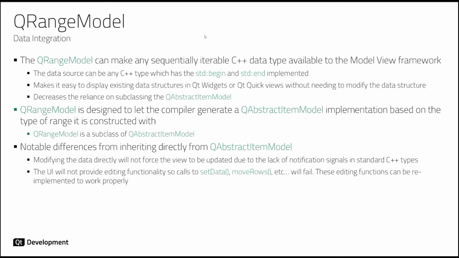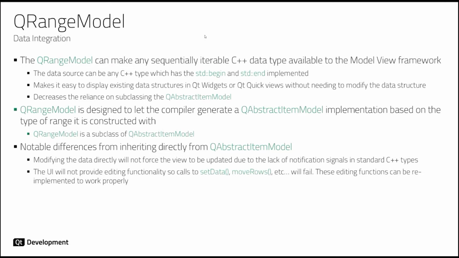So this does hopefully decrease the reliance on subclassing a QAbstractItemModel, where normally if you had some data stored in, for example, a standard array, you would have to create a subclass of the QAbstractItemModel and then organize the data inside of that array in the way that the abstract item model requires it in order to make it usable in a Qt Quick or Qt Widgets view. So what the QRange model does is it is designed to let the compiler generate that QAbstractItemModel implementation based on the type of data it is constructed with.